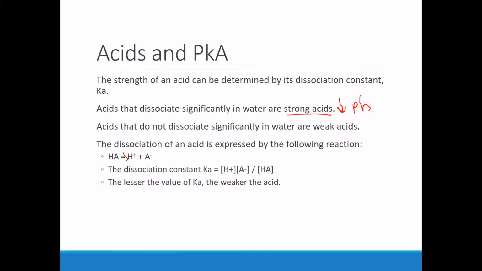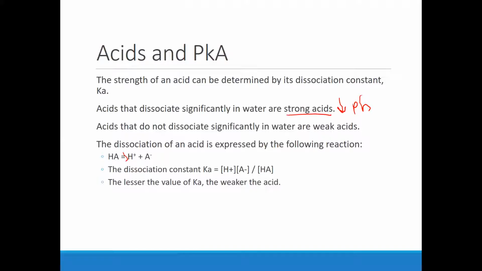And the dissociation constant, this number, is found again by setting up a normal equilibrium equation where we have our products, concentration of products over concentration of the acid. So in this case, it's going to be the concentration of the H plus times the concentration of the conjugate base, A minus, divided by the concentration of the non-dissociated acid, HA.